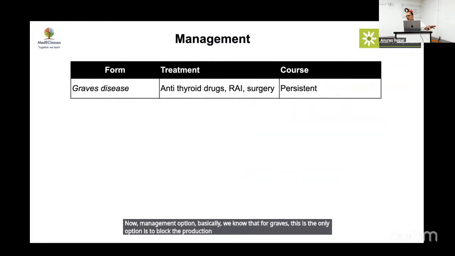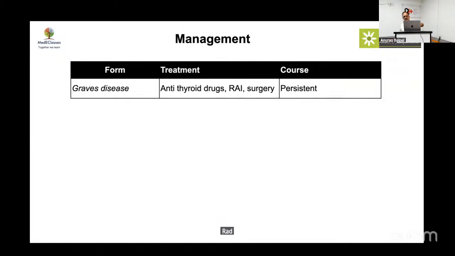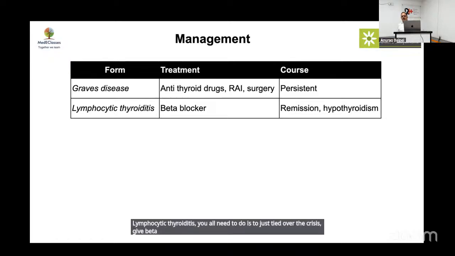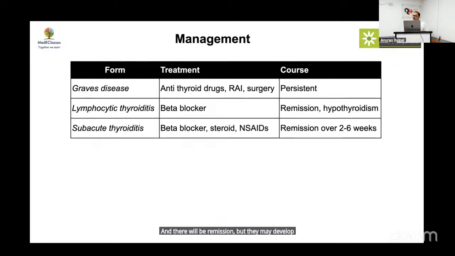Now, management options. Basically, we know that for Graves' disease, the only option is to block the production using either anti-thyroid drugs, radioactive iodine, or surgery. This is a persistent fluctuating course. Lymphocytic thyroiditis, all you need to do is just tide over the crisis, give beta blockers, and they will go into remission, but they may develop hypothyroidism.